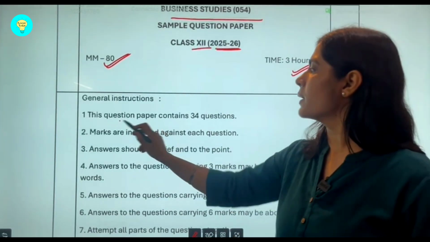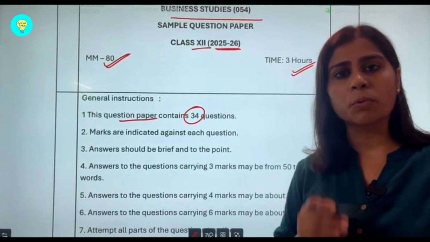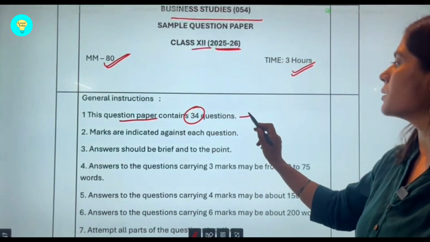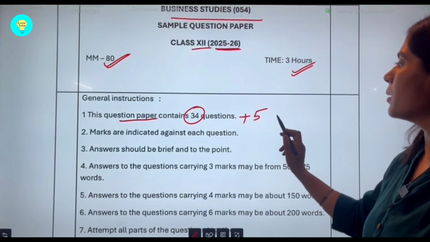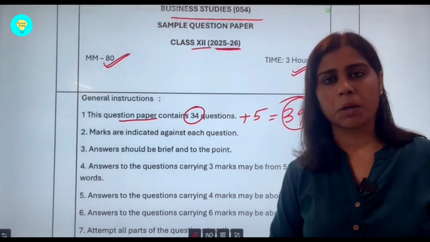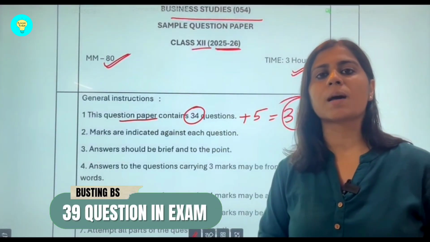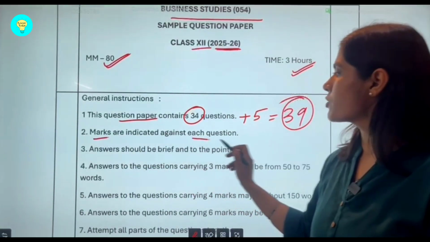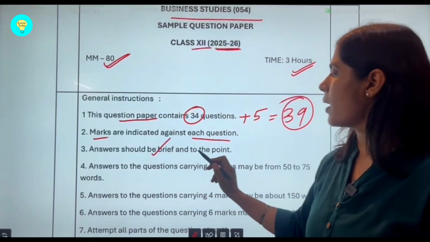The question paper contains 34 questions that you are supposed to attempt, and if we talk about the total number of questions, that is including the internal choices, they are 5 in number. So in total you can expect around 39 questions in the paper, out of which 34 questions are mandatorily to be done. Then marks are indicated against each question, and answer should be brief and to the point.